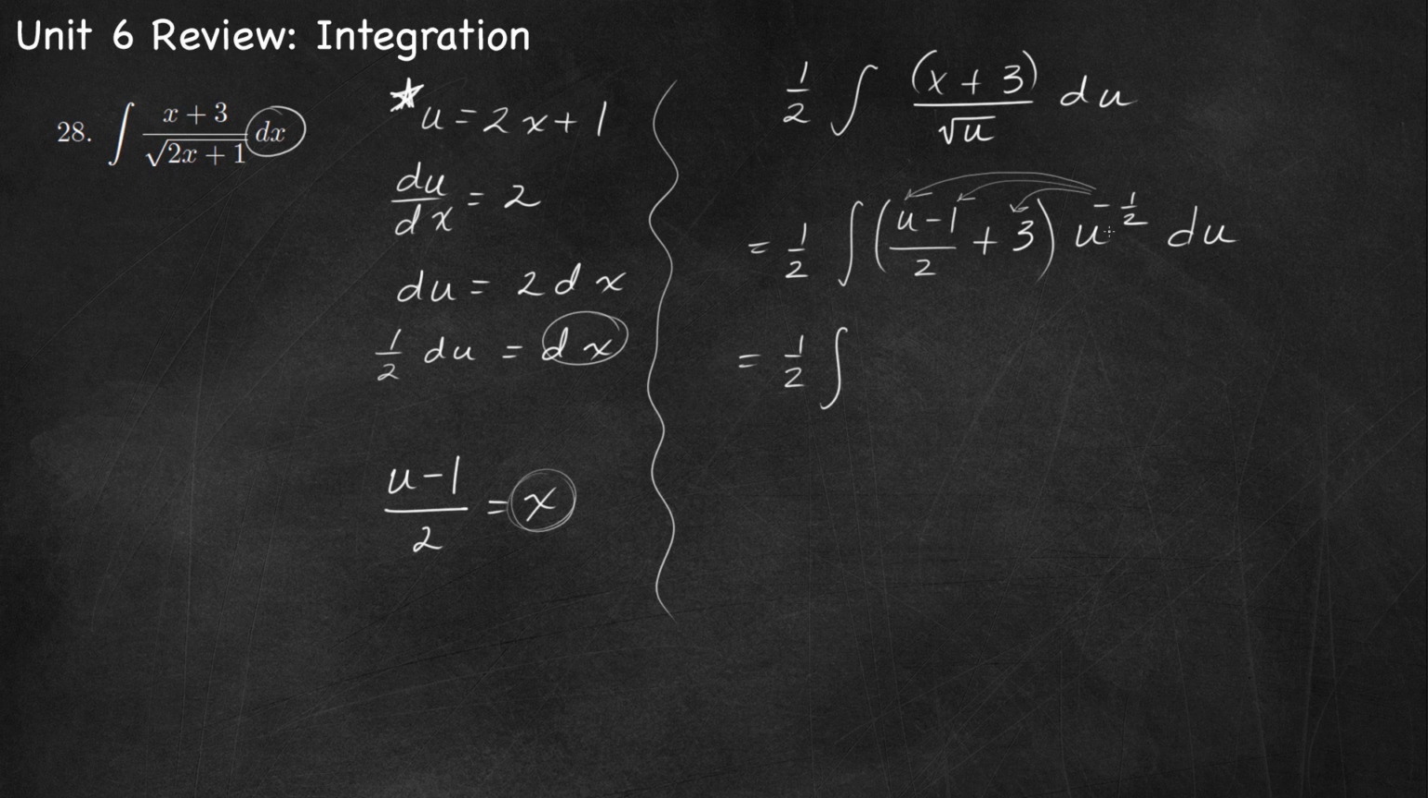So I've got u times u to the negative 1/2 is u to the 1/2 over 2. And then negative 1 times u to the negative 1/2 is minus u to the negative 1/2 over 2. And then plus 3u to the negative 1/2. All of that du. I feel like I probably lost people there. So I'm wondering if I should have simplified that differently, if there was maybe an easier way.